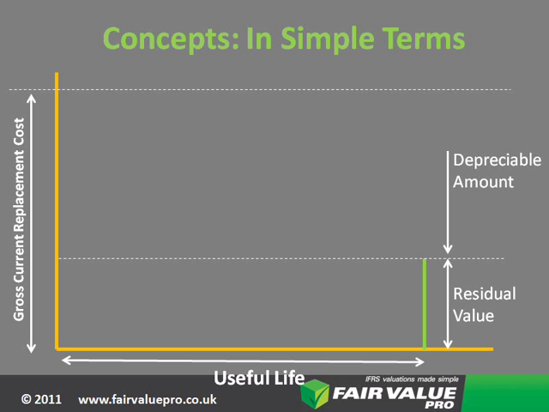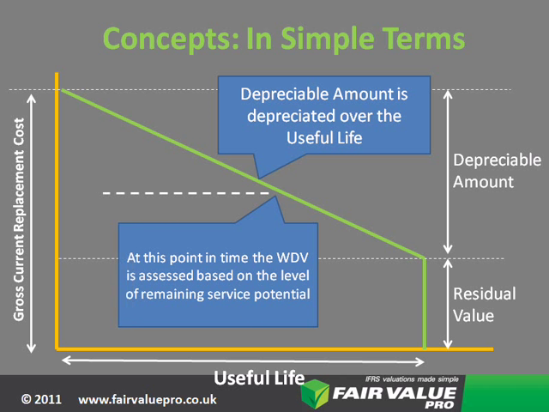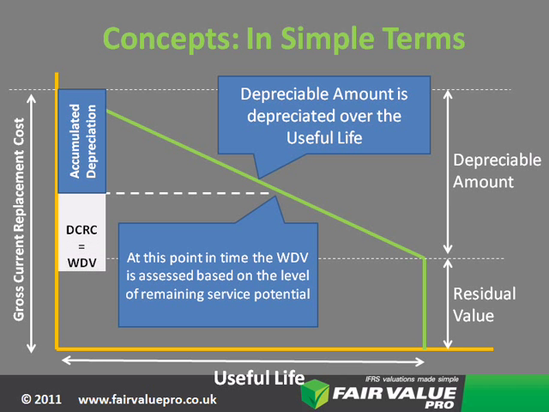The difference between the gross current replacement cost and the residual value is by definition the depreciable amount, which is the portion that needs to be depreciated over the useful life. This needs to be done using a method that matches the pattern of consumption. For the purposes of this presentation, we have assumed the pattern is constant, so we would apply a straight line to the calculation. When the time comes to do a valuation, an assessment is made of the level of the remaining service potential. This then provides the depreciated current replacement cost, written down value, or fair value.